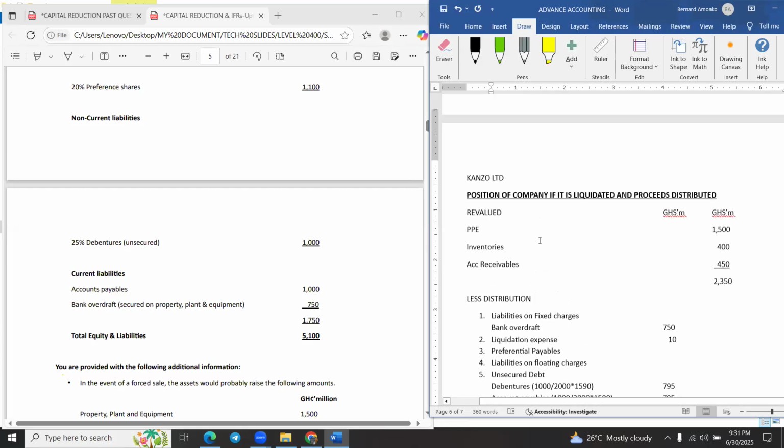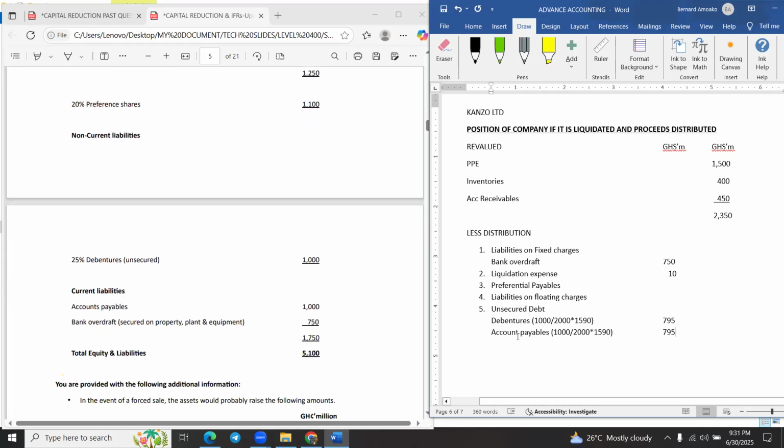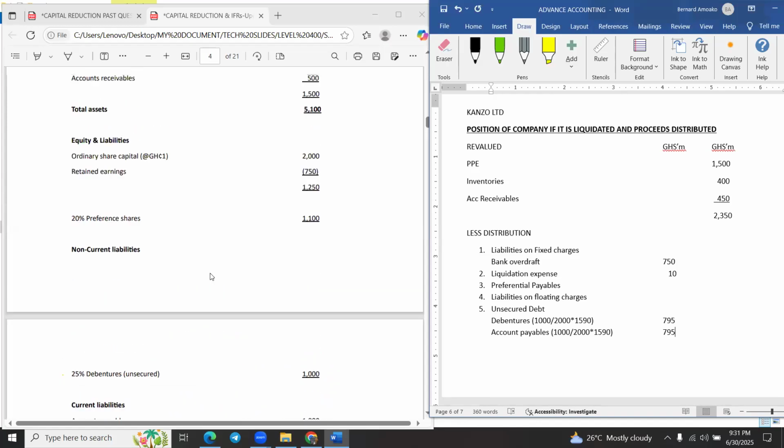So your report can be that the preference shareholders and the ordinary shareholders will not receive anything. They would have to forfeit it. And even with that, your debenture holder and your accounts payable will still have to top up by how much before you can fully pay them? What is 1,000 minus 795? You still need 205 to top up for your debenture holder and your accounts payable holder before you can settle them in full. So if I've not settled these people in full, I can't go ahead and pay my preference shareholders and I can't go ahead and pay my ordinary shareholders. Are we in the spirit? Yes, thank you.